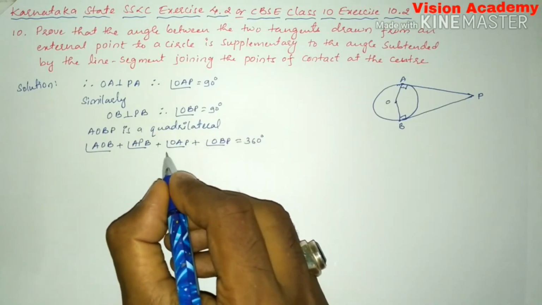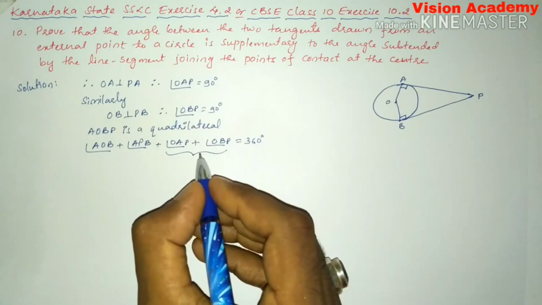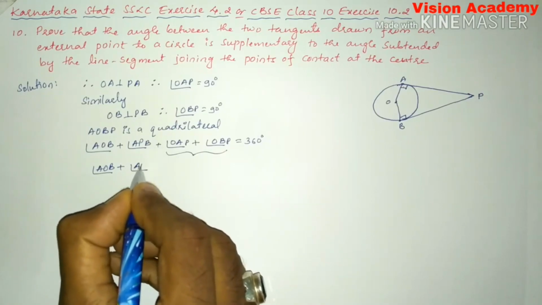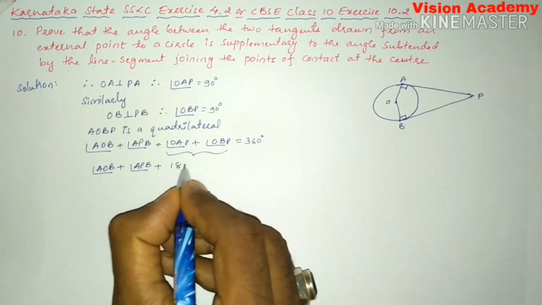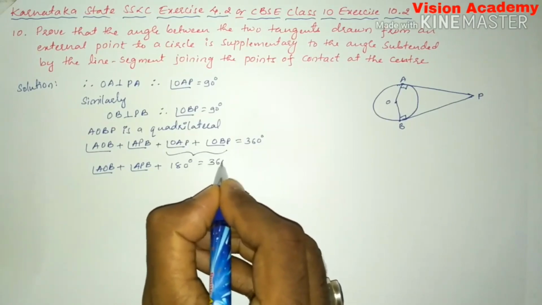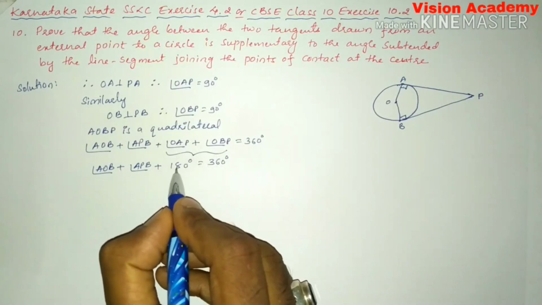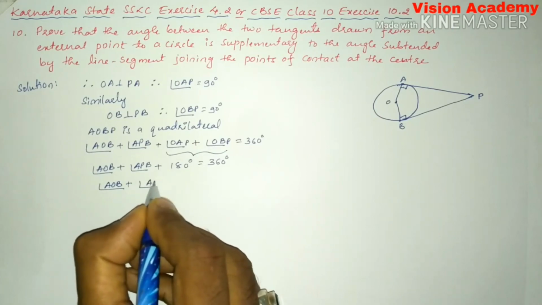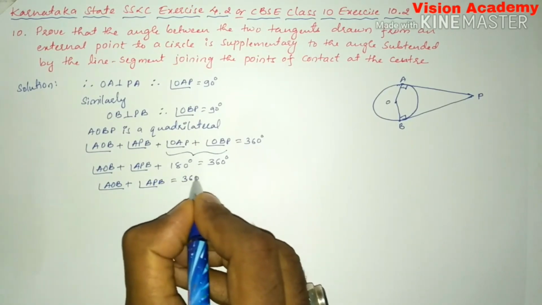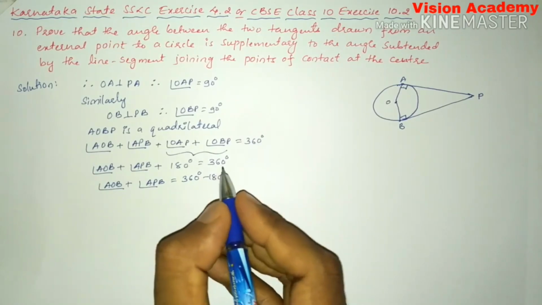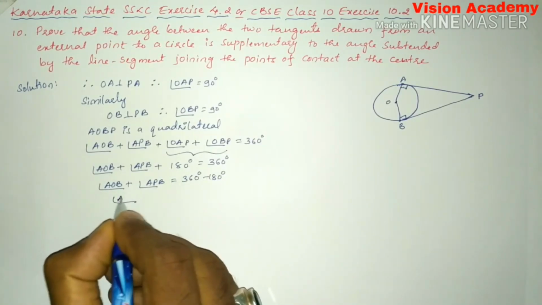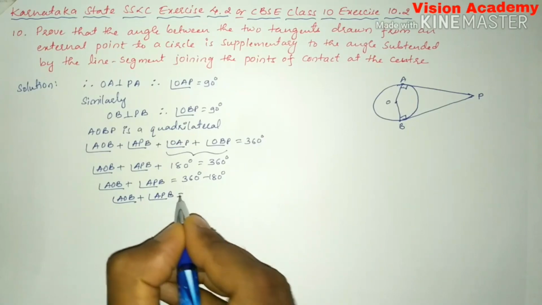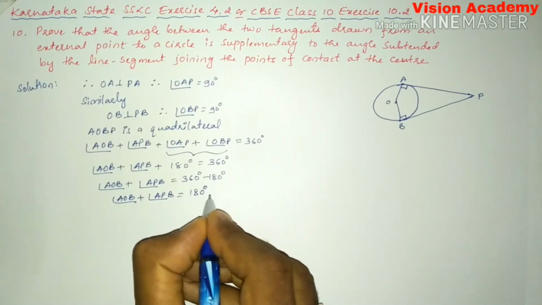So here both of these two angles together form 180 degrees. We can write angle AOB plus angle APB plus 180 degrees is equal to 360 degrees. Now let us transfer this 180 from LHS to RHS. Now it will become angle AOB plus angle APB is equal to 360 degrees minus 180 degrees. So this gives us angle AOB plus angle APB is equal to 180 degrees.